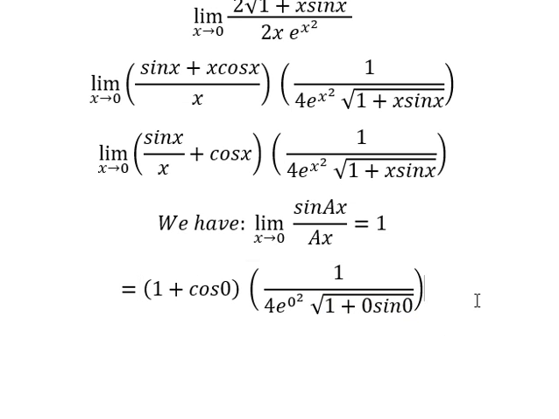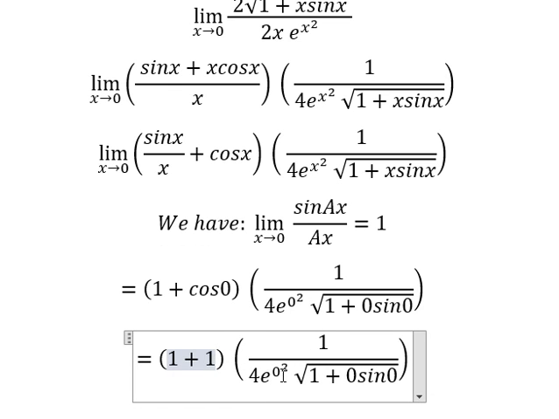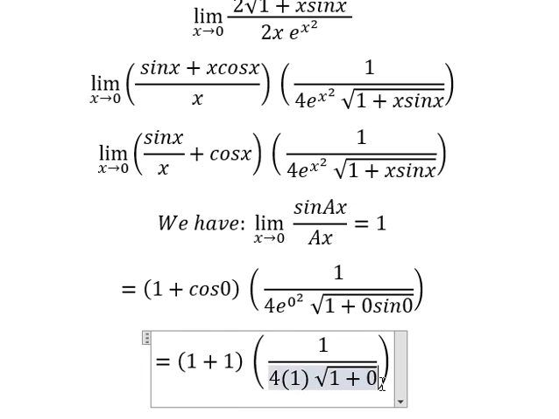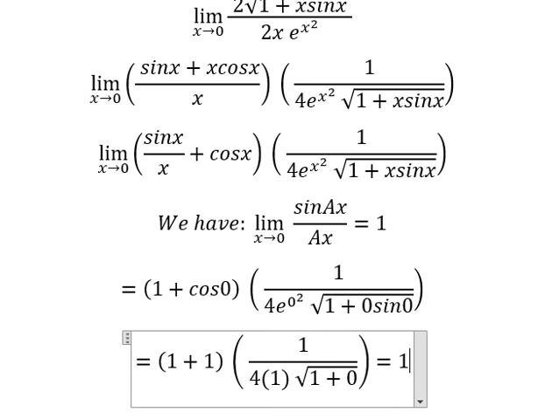So cosine of number 0, we have number 1. This one we have number 1. This one we have number 0. And now we have the final answer, and that is 1 over 2.